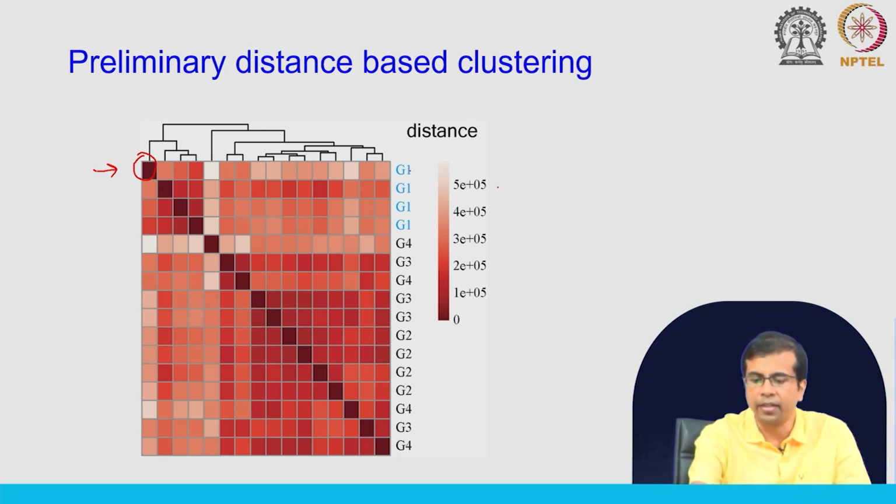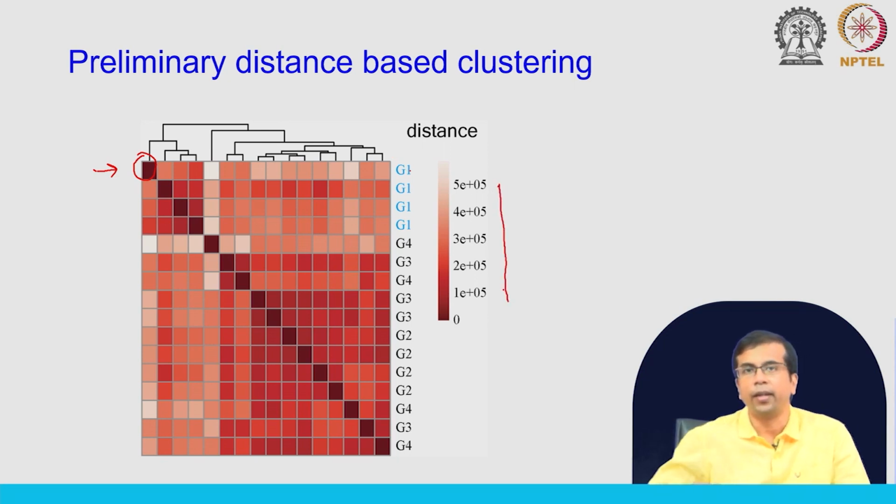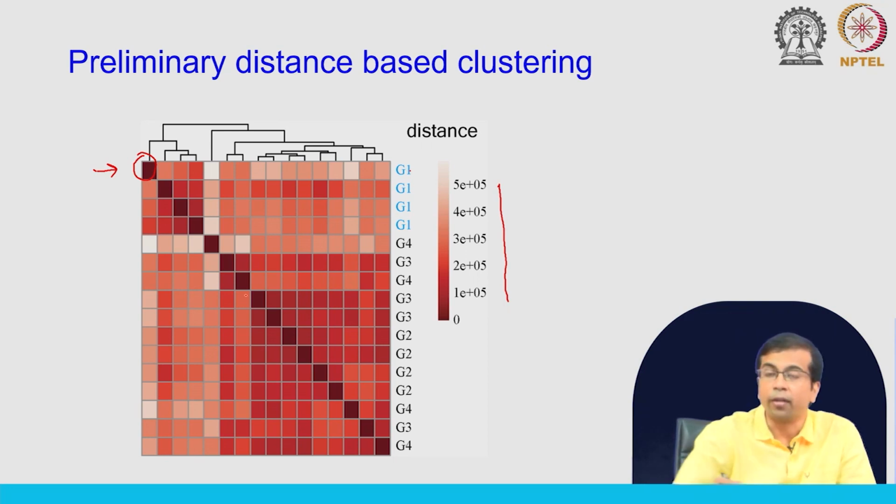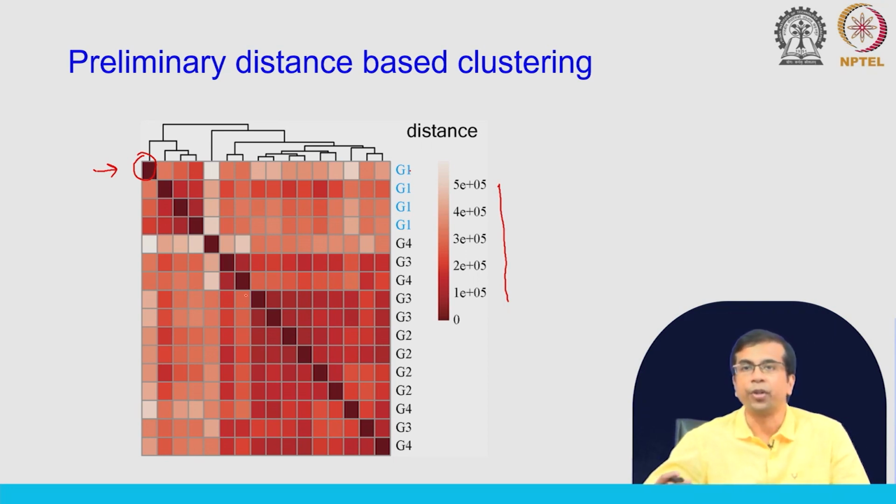On the right you can see the color code. Darker color means lower distance, and lighter color means higher distance. Along the diagonal you will see 0 distance because we are comparing that sample with itself, so there will not be any distance because it is the same sample.